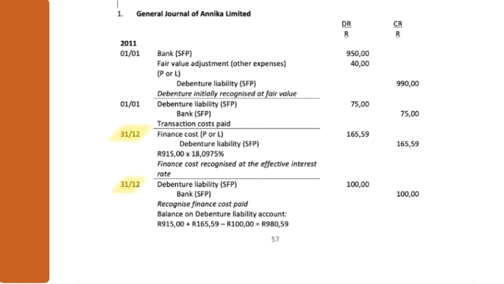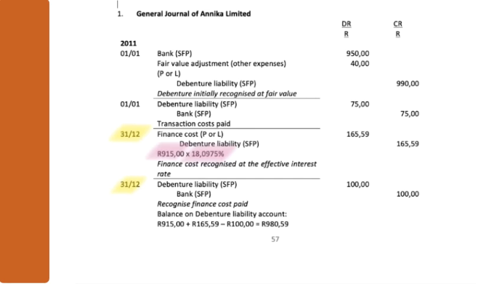So the interest that goes to profit or loss as finance cost is the balance on the debenture liability times the effective interest rate. We are using the effective interest rate method. We are calculating the effective interest that accrued in 2011. Our journal entry is to take it to finance cost because we are the issuer. We have to pay the interest to the investor, debit our finance cost, and the credit goes to the liability.